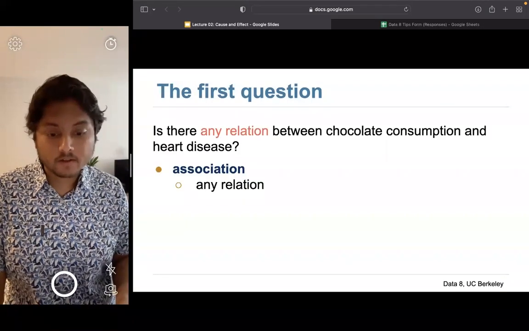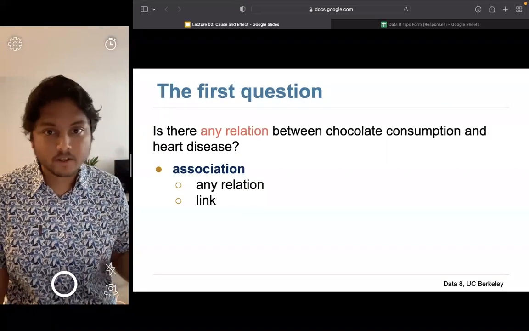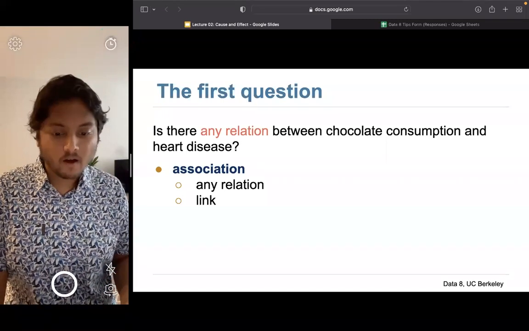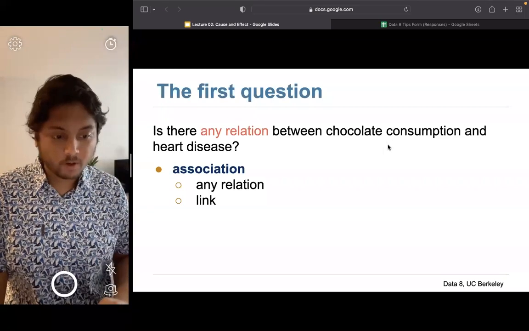But that's a pretty soft statement if you think about it. It's just saying that there's a relationship between them. But is it causal? Exactly. That's the question. And so that's kind of the second question: is it actually causal?